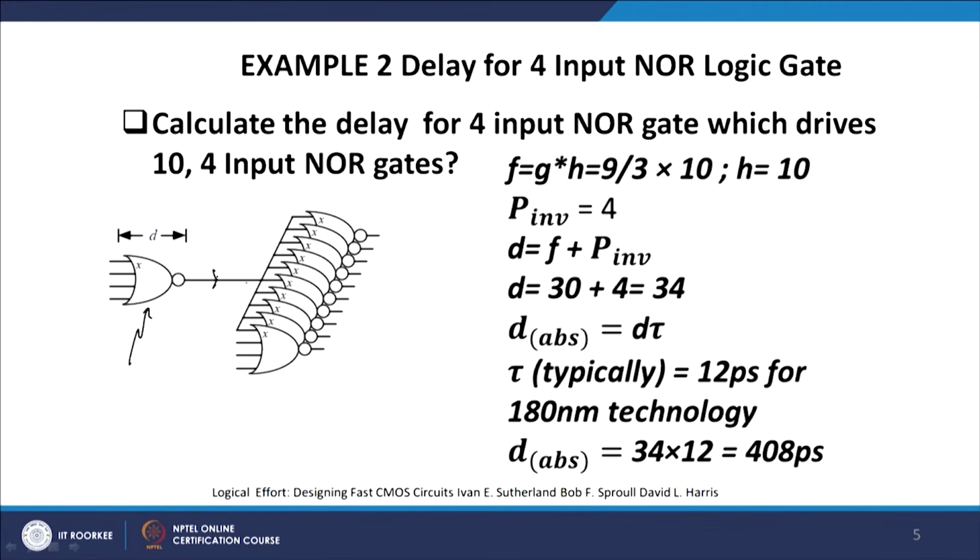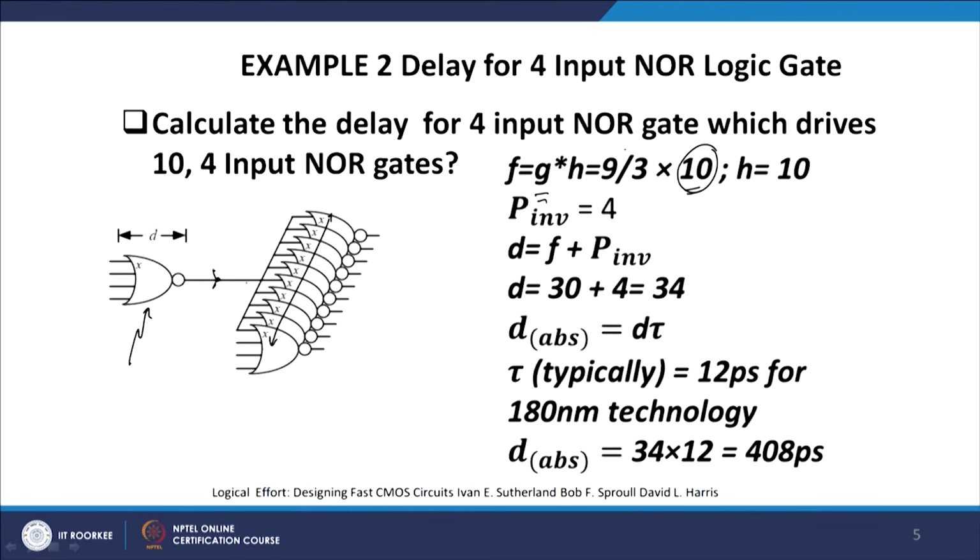So, this is driving 10 such 4-input NOR gates, this is the 10 NOR gates available to us, right. Now, F again is G into H, since H is basically the capacitance at this point with respect to the capacitance here. I get H to be equal to 10, because each inverter is driving 10 load, therefore your H, the electrical effort, equals 10.